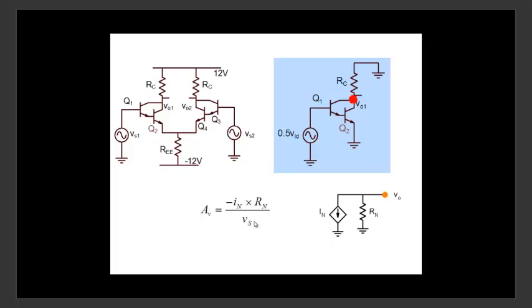Whatever is the input applied here. In this case, the input applied is 0.5 VID, so we'll put 0.5 VID here. So anyway, we have to calculate what is IN and RN.